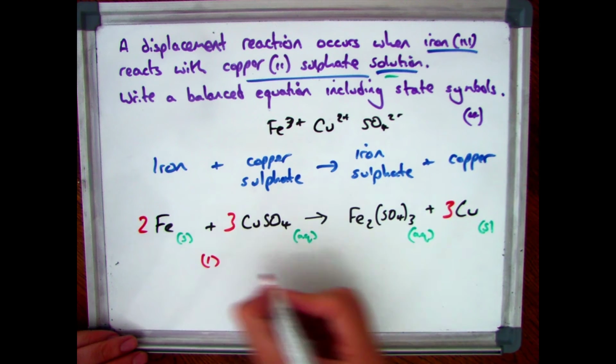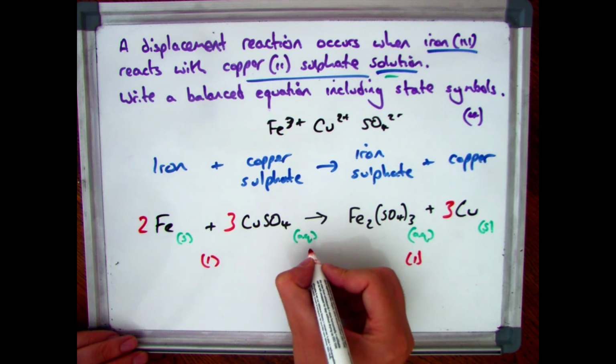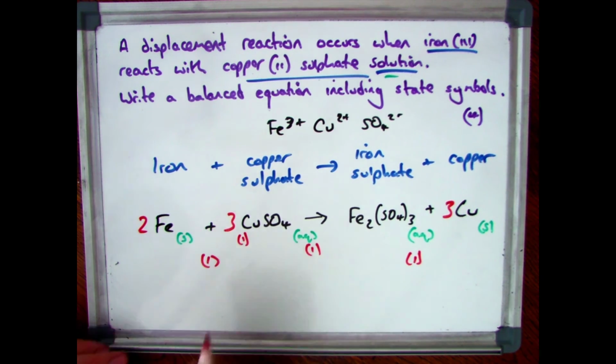So 1 mark for the reactants, 1 mark for the products, 1 mark for the state symbols, and 1 mark for the balancing.